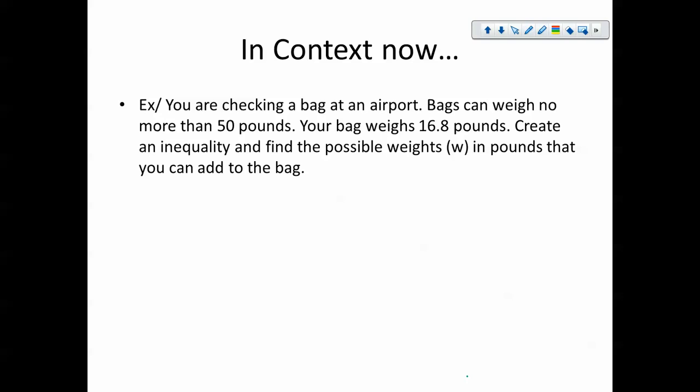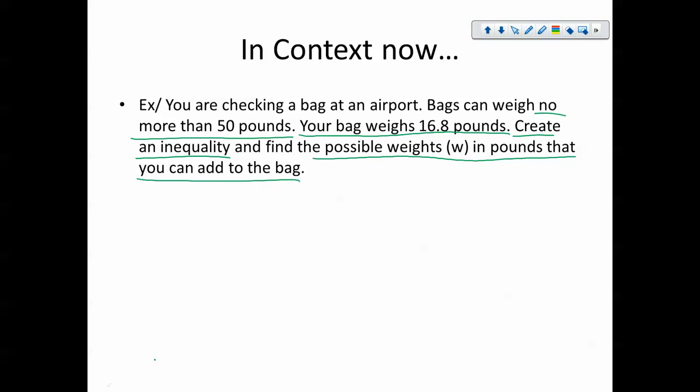Let's move on to the last question that we've got today, and let's just do a problem in context now. So, you're checking a bag at an airport. Bags can weigh no more than 50 pounds. No more than 50 pounds. That's key. No more than 50 pounds. Your bag weighs 16.8 pounds. We want to create an inequality and find the possible weights in pounds that you can add to the bag.